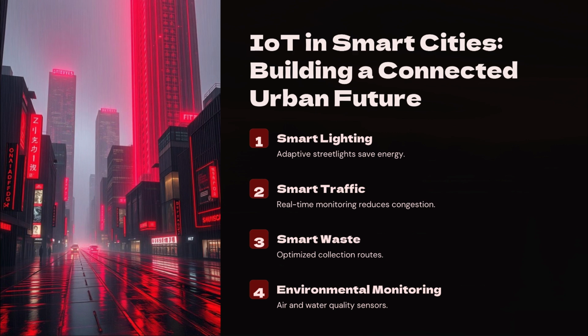Smart traffic management systems use sensors and data analytics to monitor traffic flow, optimize traffic signals, reduce congestion, and improve transportation efficiency. Smart waste management systems use sensors to monitor waste levels, optimize collection routes, and reduce environmental impact. Environmental monitoring systems deploy sensors to measure air and water quality, monitor pollution levels, and provide data for environmental protection and public health initiatives.